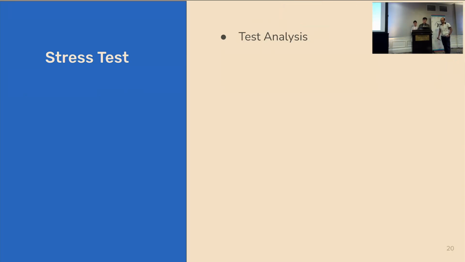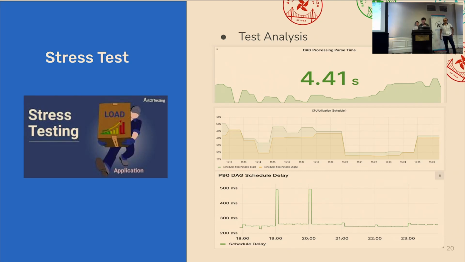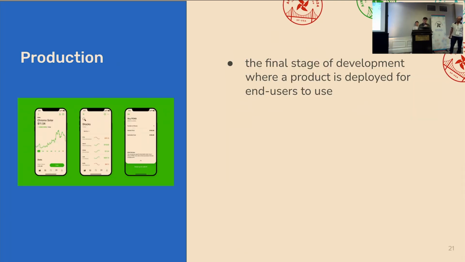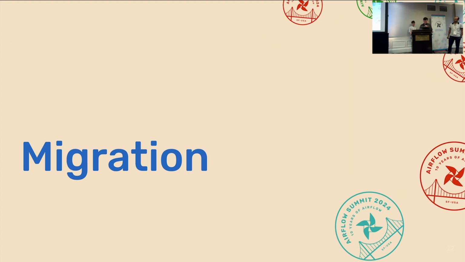After the test is done, we analyze the metrics from different aspects, like parsing time, CPU utilization, and DAG scheduling delay, which are important metrics. After that, we reach the final stage of deployment, where the product is deployed for end users in the production environment. So next, I will hand over to Pedro to talk about our recently finished migration to Airflow 2.